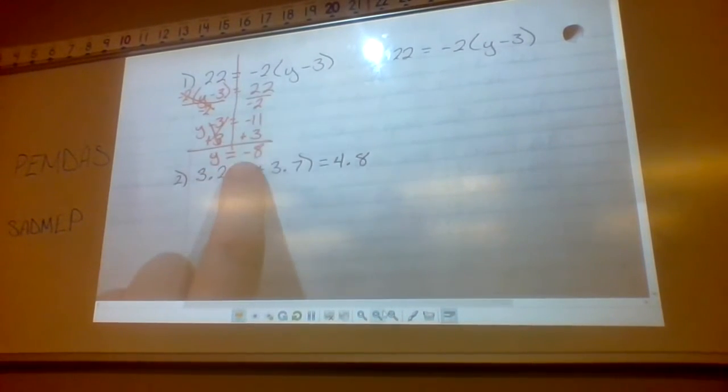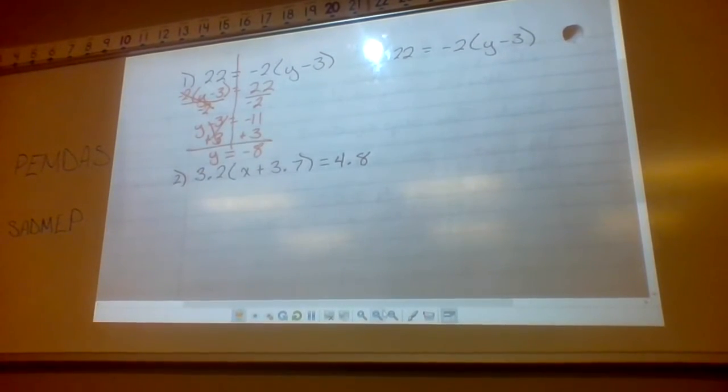We can't forget our negatives. We can't forget our integer rules. I told you from day one that those were the most important because we will never leave them behind. You are stuck with those integer rules from now until forever.